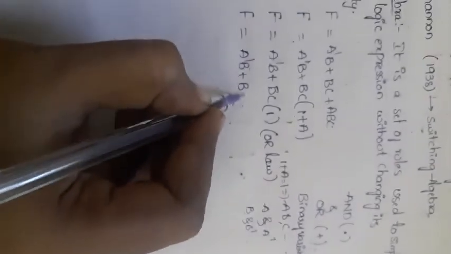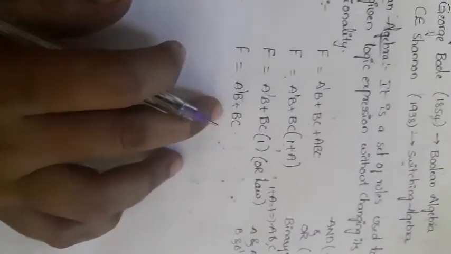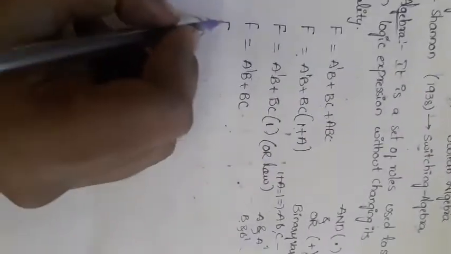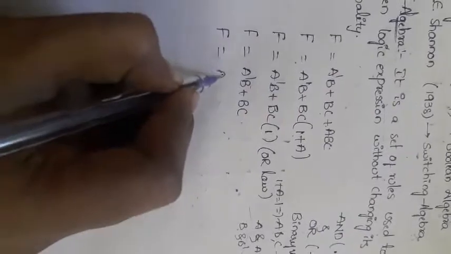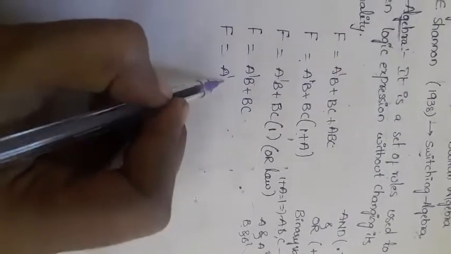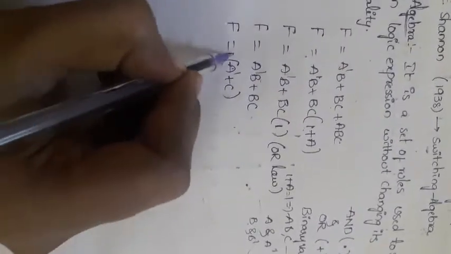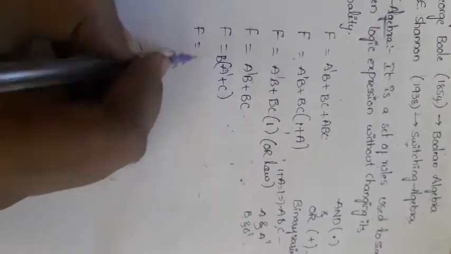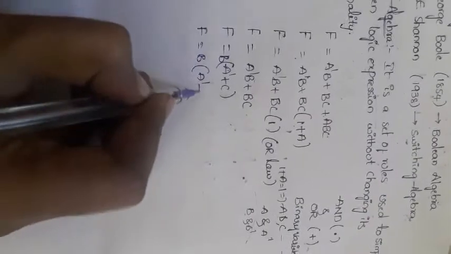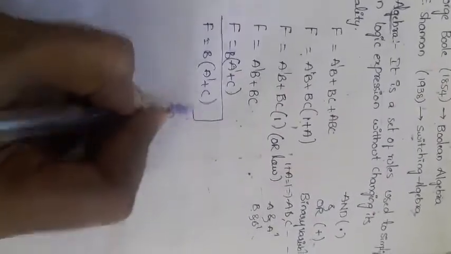Finally the equation is reduced to a complement b plus bc. In these two terms we have b as a common term, so we take b common, giving a complement plus c, into b. That is how we write the equation. So finally we get the result like this. This is our reduced equation from the logic expression.